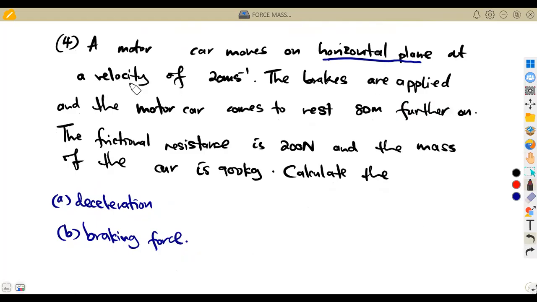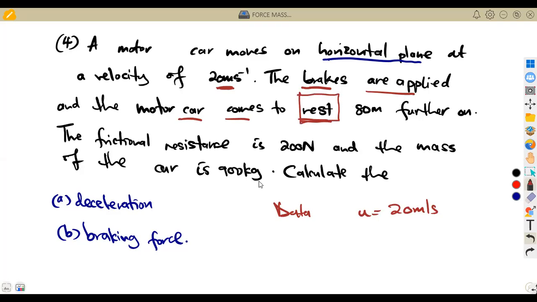And it moves at a velocity of 20 meters per second. The moment they say velocity, we are now talking about the linear motion part that we talked about, so this is our starting velocity. We are given the initial velocity, which is our U, 20 meters per second. Then they are saying the brakes are applied and the motor car comes to rest. The moment we say the object is at rest, what does it mean from our linear motion? Our final velocity is now 0. It's now at rest.